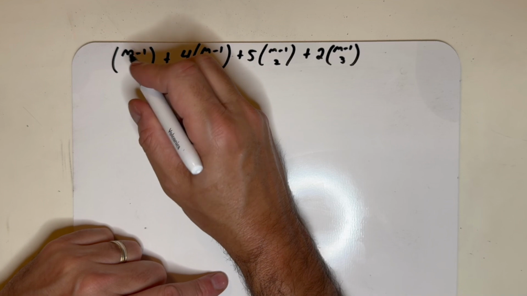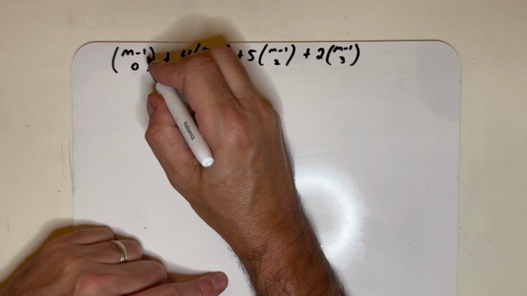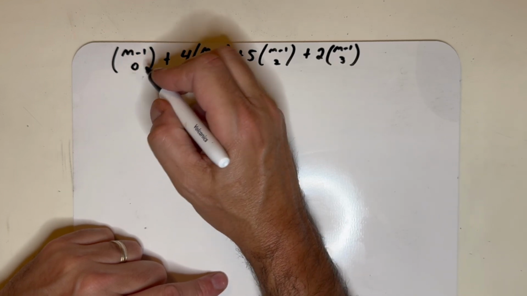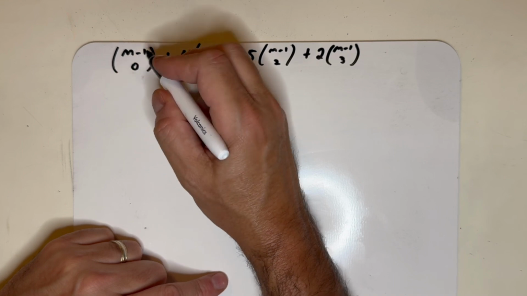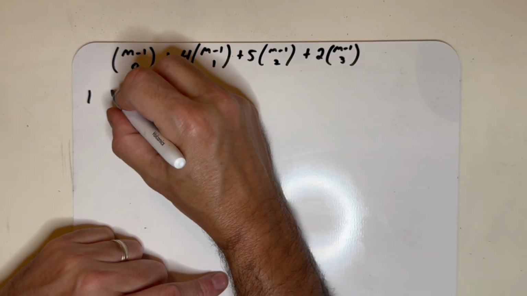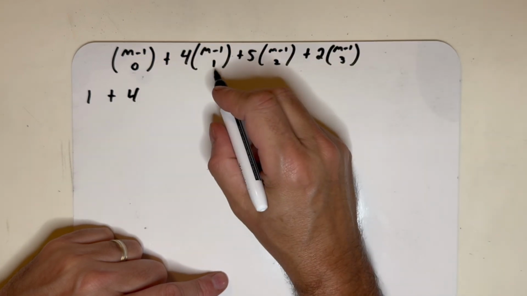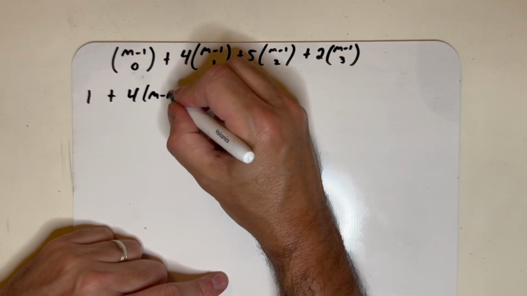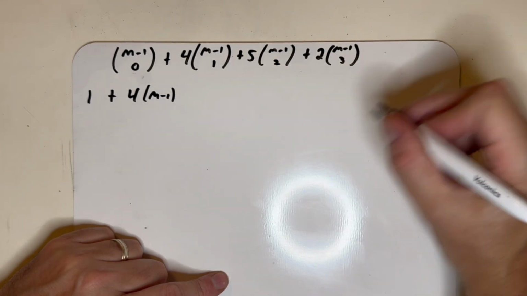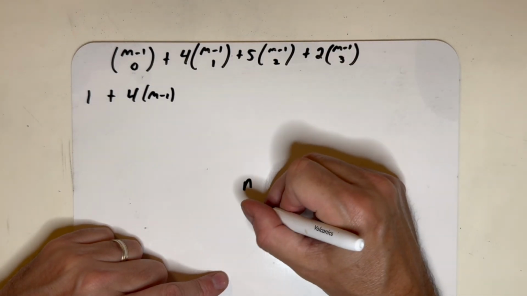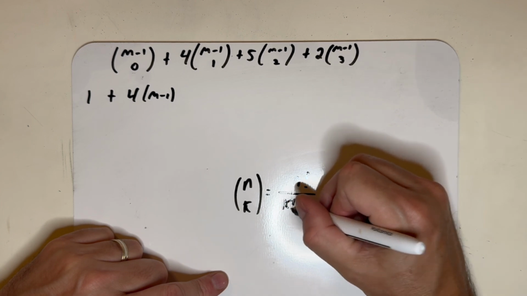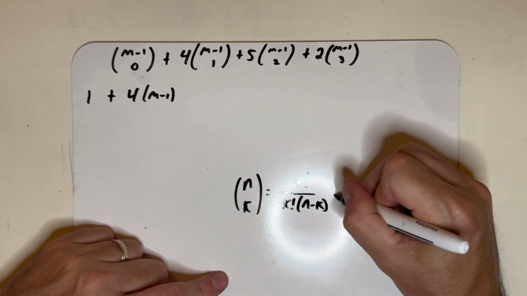Of course, that's going to give us 1 because we would have m minus 1 factorial divided by 0 factorial times m minus 1 minus 0 factorial. So the m minus 1 factorial in the numerator and the denominator just cancel out. We just get 1. So there's a 1. And then we get 4 times, this one would be m minus 1 is all that would stick around after using the n choose k formula. If you forget the n choose k formula, n choose k is equal to n factorial divided by k factorial times n minus k factorial.